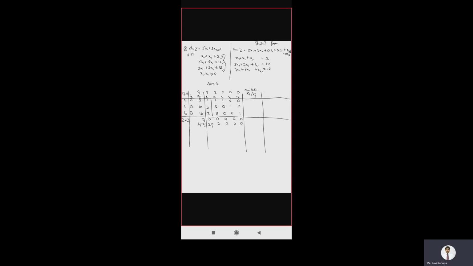Some variable has to leave. For that, we have XB by Xj. 2 divided by 1 gives me 2. Then 10 divided by 5 gives me 2. Then 12 divided by 3 gives me 4. So over here, we have a tie between s1 and s2. There are two variables which can leave. Either we can make s1 leave or we can make s2. Now, I will show you both the types. I'll solve this question for both.